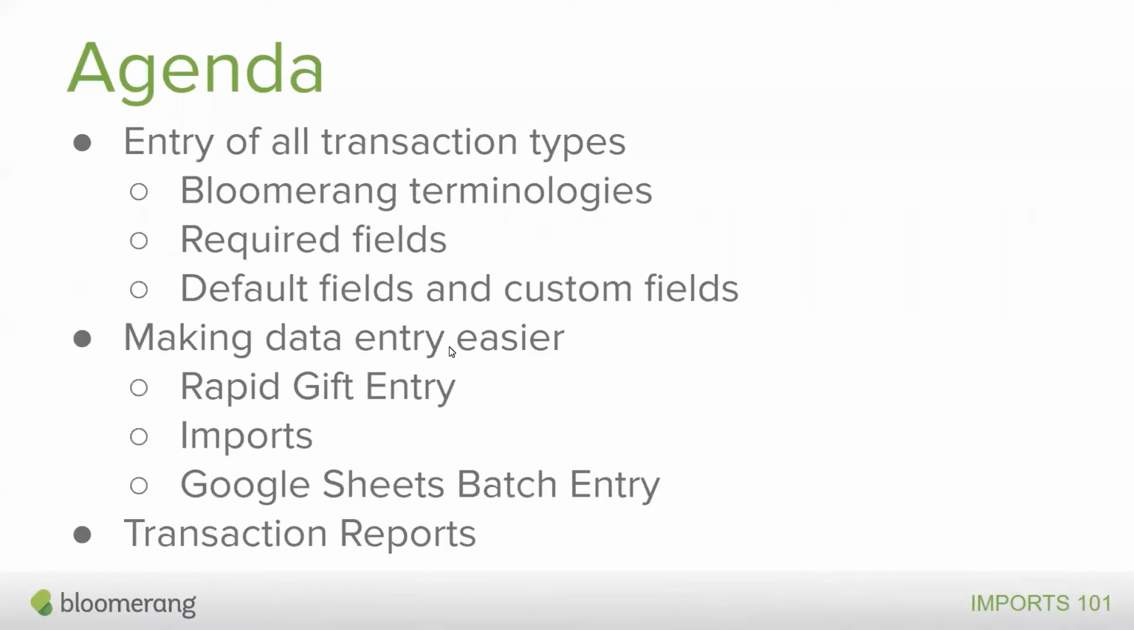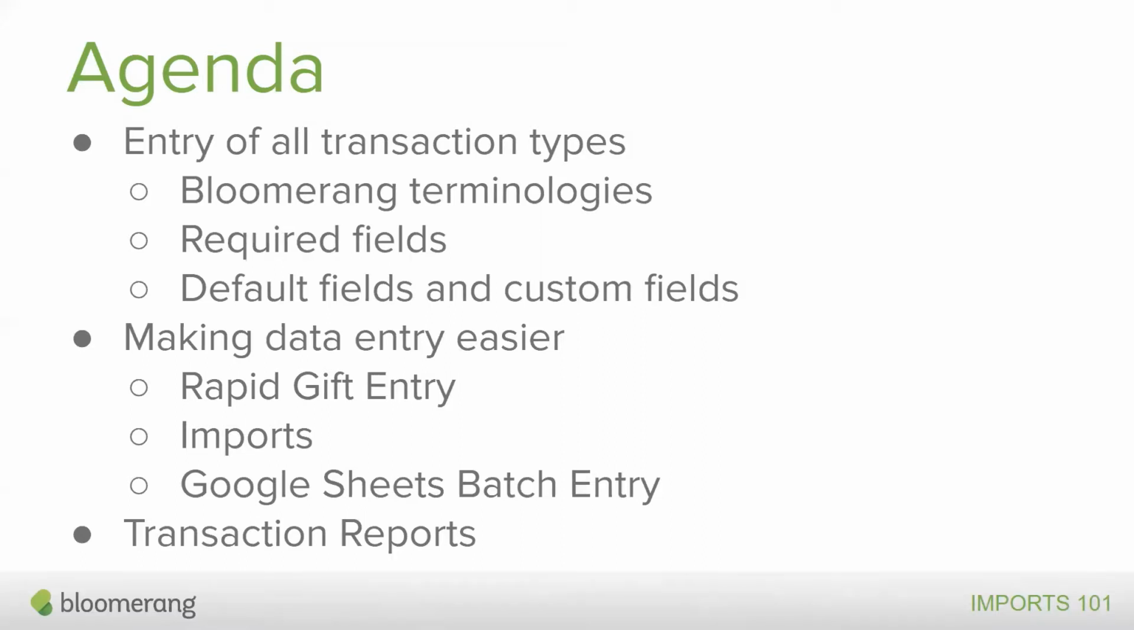So today, given that goal, this is what we're going to take a look at. We're going to take a look at how to enter all the different types of transactions in Bloomerang. As we're doing that, we're going to go through the Bloomerang terminologies. What are the required fields when you're entering gifts in Bloomerang? What are the default fields that are there for everyone? And what are some custom fields, or how do you use custom fields to track additional information about your gifts?